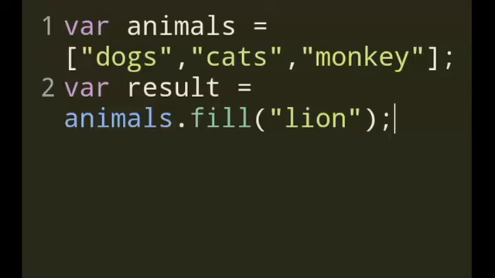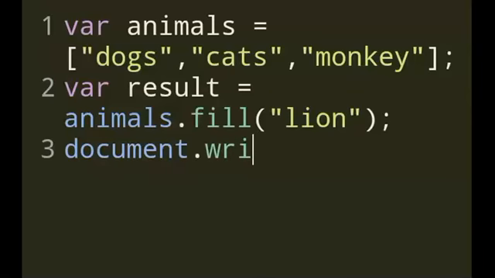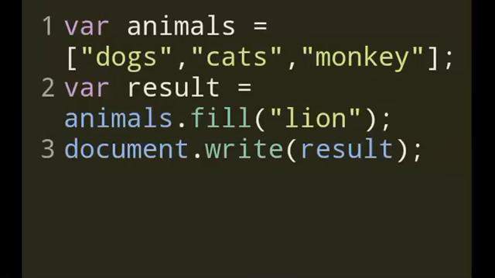So let's see. I forgot to print the result. Document.write result. Check the result. Lion, lion, lion. Because why? Since I didn't mention the index position, the default start is 0, default end is -1, which means it will fill the static name lion all throughout from 0 index to end. So 0, 1, 2. So from 0 until 2, it will fill it.